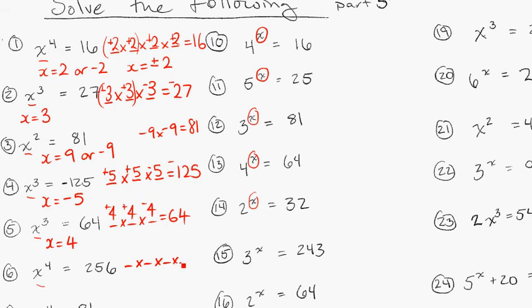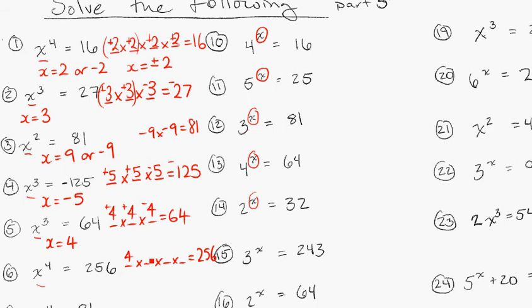Times itself 4 times. You could try 2, but I know from the top here that 2 to the 4 is 16. We could try 3. 3 times 3 is 9. 9 times 3 is 27. 27 times 3. 20 times 3 is 60. So 27 times 3 is not going to get to 256. In fact, 27 times 3 is 81. So 3 to the power of 4 is 81. So 3 didn't work.